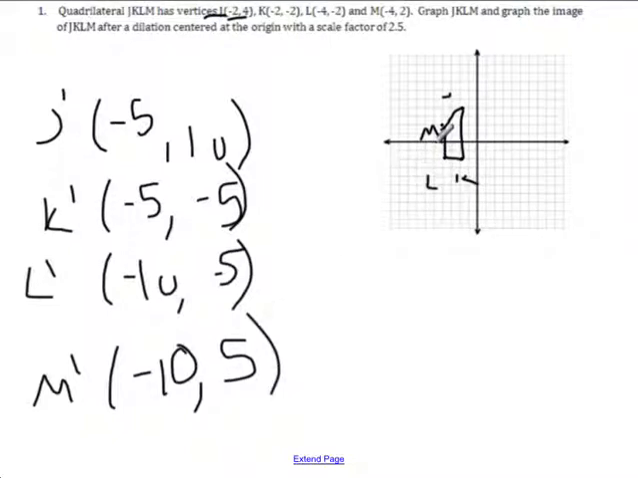We're going left 5 and up 10. 1, 2, 3, 4, 5, 6, 7, 8, 9, 10. So that way up there is our J prime. And then we want to do our K prime. So we're going left 5 and then down 1, 2, 3, 4, 5. So that right there is our K prime. And then we need to go left 10, which is all the way to over here, and down 5. 1, 2, 3, 4, 5, and plot that point.